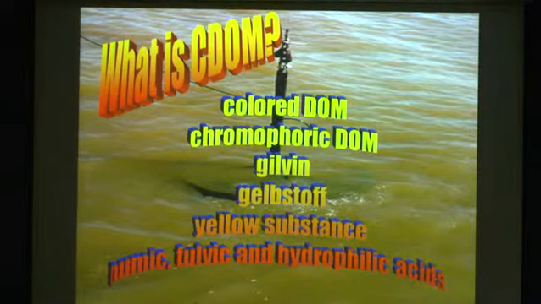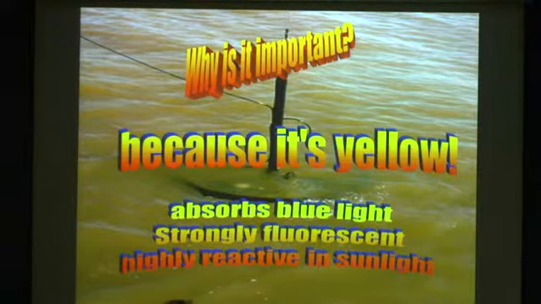Older names are Gilvin. My favorite is Gelbstoff, which means yellow substance or yellow stuff. But basically it's thought to be composed mostly of humic, fulvic, and hydrophilic acids if you go back to some of the more complicated chemistry. Why is it important?